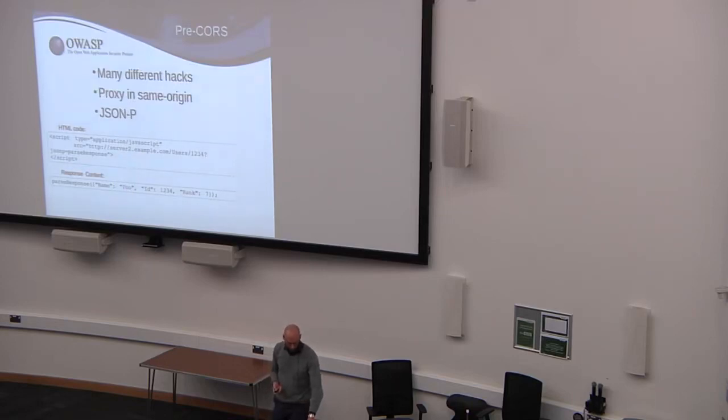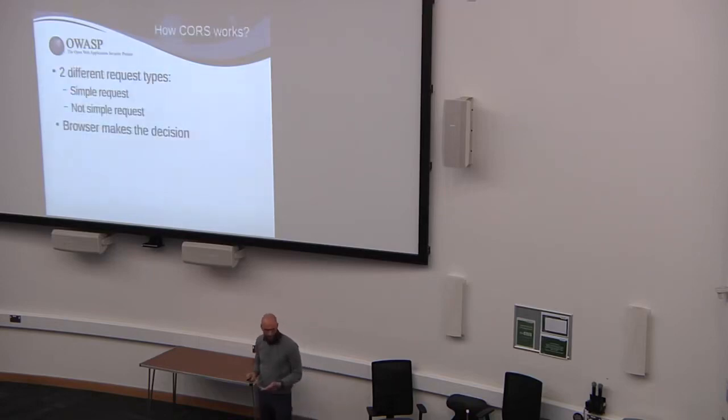But then CORS came along. CORS came along to fix this problem, to provide a solution for the business problem and make it also secure or regulated in some way. So what CORS does is there are lots of different decisions to make. Mostly the browser has to make the decisions.